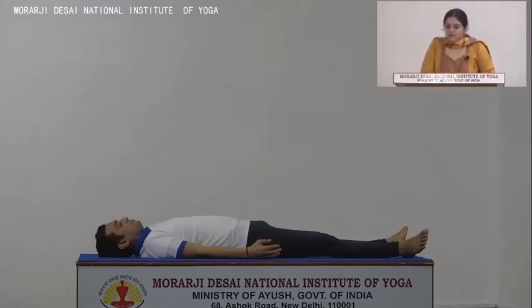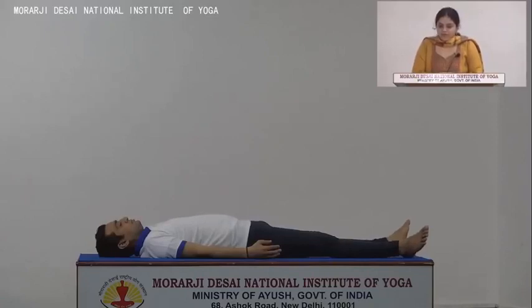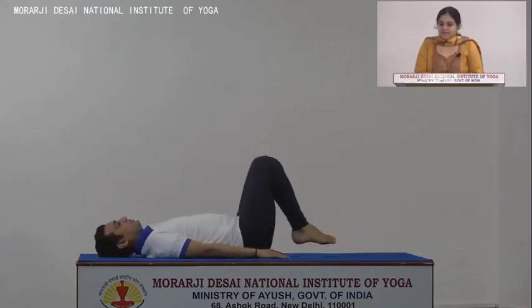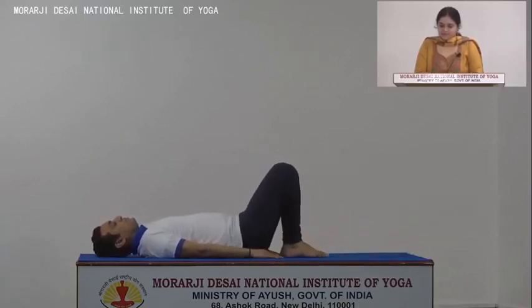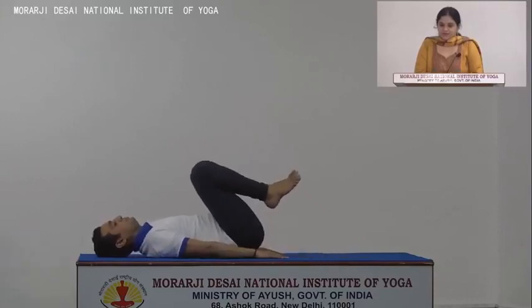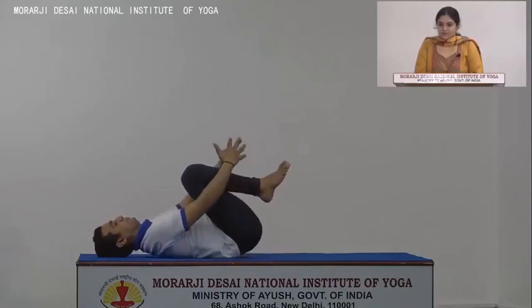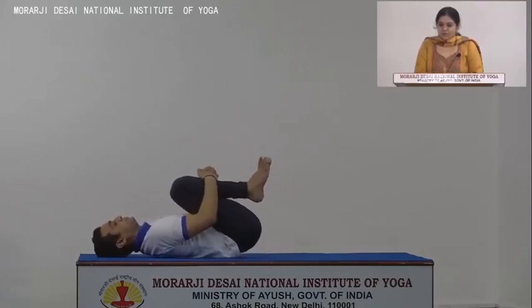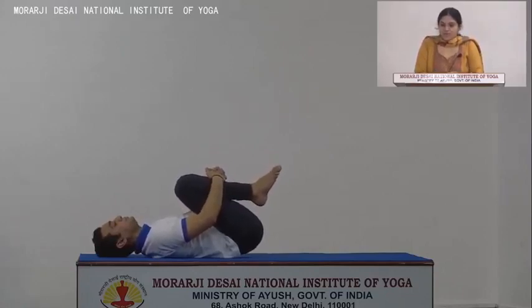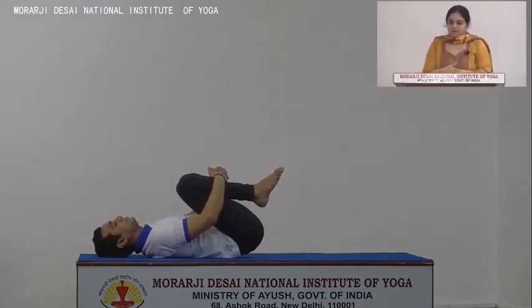Next we'll do Pavan Muktasana. We'll do the final posture of Pavan Muktasana. Open your eyes, join your legs. Bend the knees and bring the thighs to the chest. Interlock your fingers and hold your shins. Pull the knees toward the chest, exhale. Now, those suffering from neck pain should avoid lifting their neck up. Raise your head up and try to touch chin or nose to the knees.